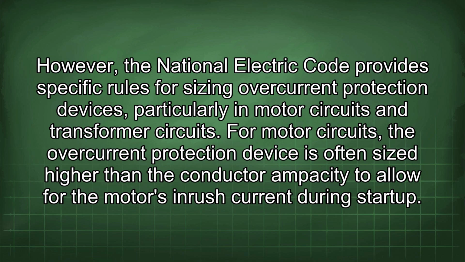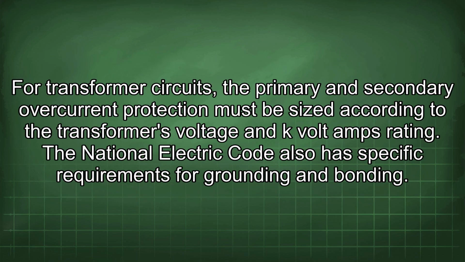For motor circuits, the overcurrent protection device is often sized higher than the conductor ampacity to allow for the motor's inrush current during startup. For transformer circuits, the primary and secondary overcurrent protection must be sized according to the transformer's voltage and kVA rating. The National Electric Code also has specific requirements for grounding and bonding.